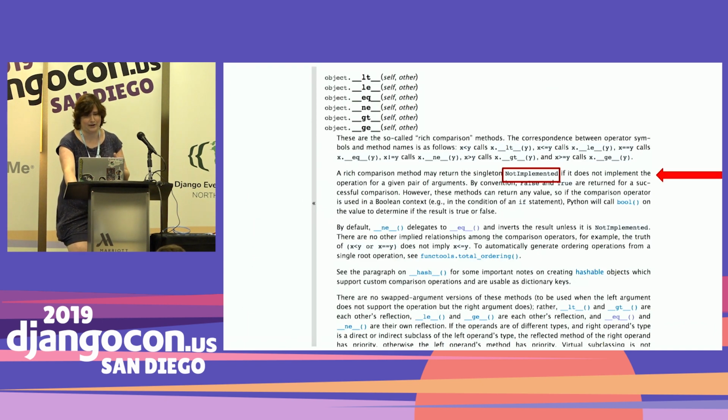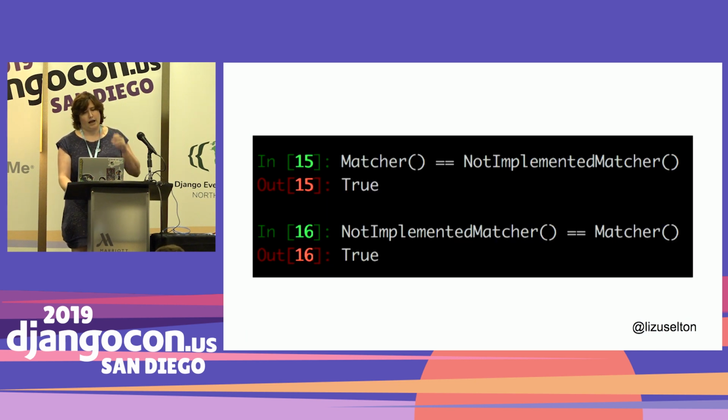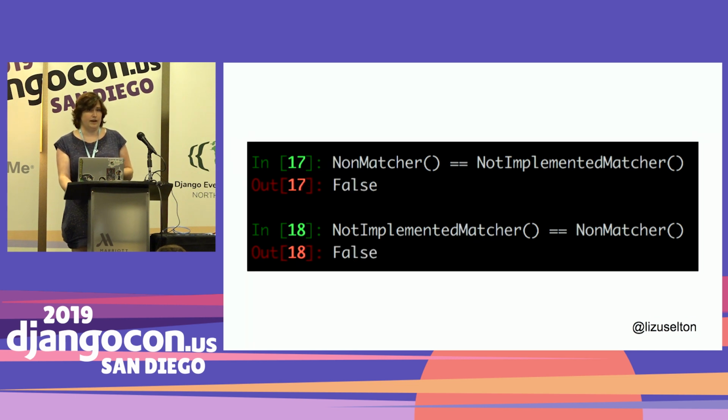and you go down halfway through the page to the rich comparison methods where Dunder equals is, we find out that the reason we're getting such bad results here is because we're doing things we're not supposed to be doing. We shouldn't be returning false when we're comparing two different things. We should be returning NotImplemented. So we're going to make this NotImplemented matcher, and it returns NotImplemented. That's NotImplementedError, I want to point out. It's not an error. This is expected behavior. It's just a singleton. So matcher is double equals to NotImplemented matcher either way, and non-matcher is false either way, and that feels a lot better.